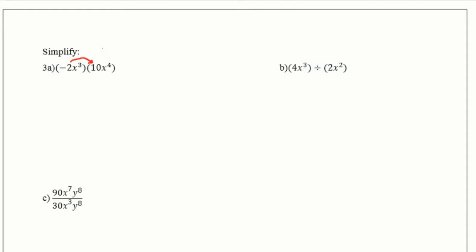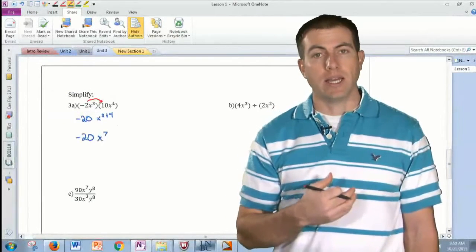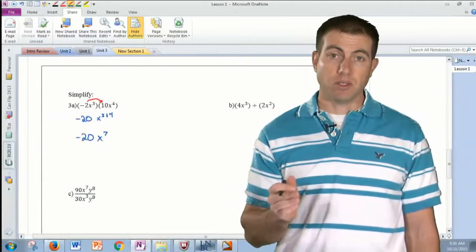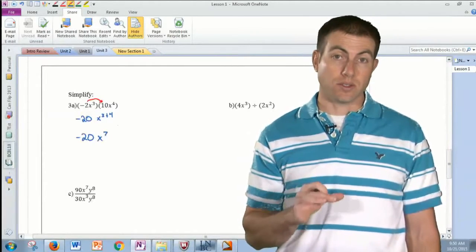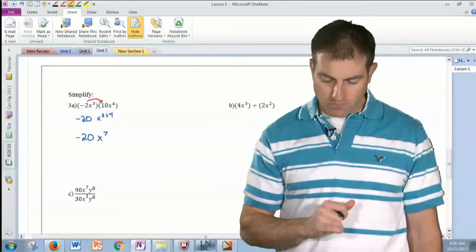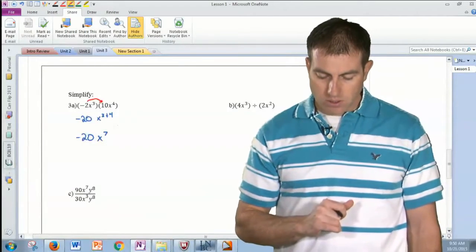I'm going to multiply the -2 times the 10, and that's going to give me -20. And then I'm going to multiply the x to the power of 3 by the x to the 4, adding my exponents together. So I end up with -20x to the power of 7. So I multiply my coefficients. When I am multiplying variables, I add the exponents as long as they're the same base. So that was the first one.